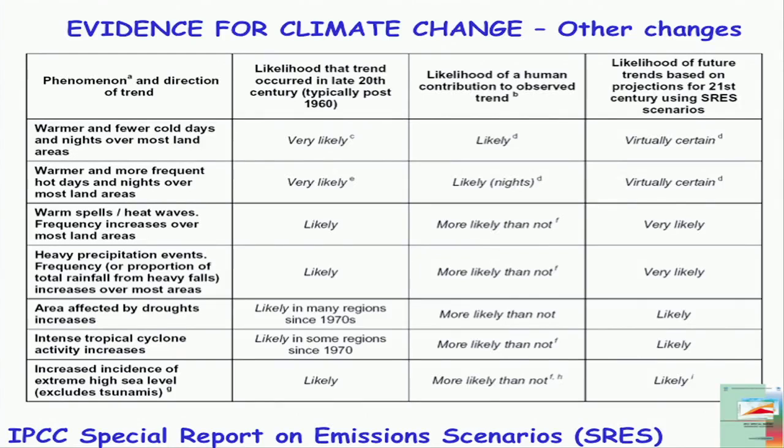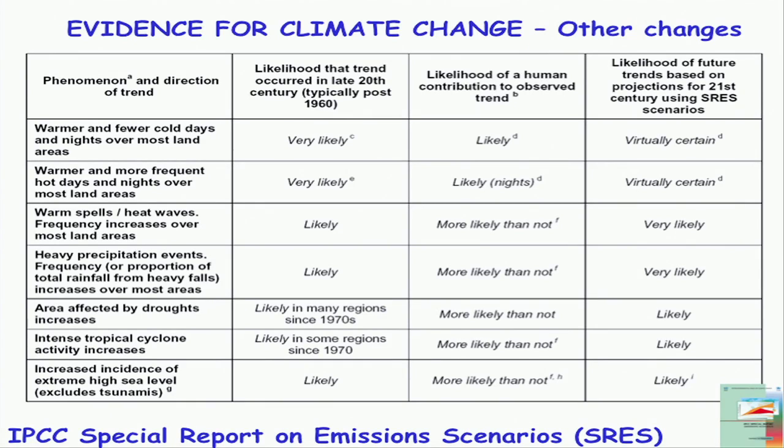So, just over the last 5 minutes, let's summarize some of the evidence for climate change and look at the changes. These are now categorized in the following table in most of the IPCC reports. Essentially, you look at the phenomena and you look at the trends as best you can based on the data. So, for example, you would look at warmer and fewer cold days and nights over the land areas. You then look at the warmer and more frequent hot days and nights over land areas. You then look at warm spells or heat waves and the frequency of increases over land areas.